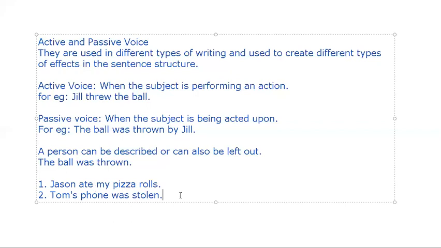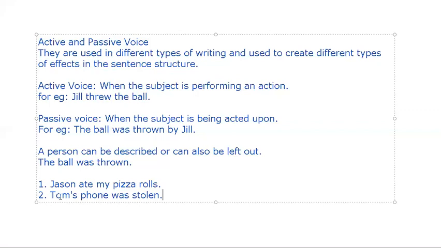Have you done it? Okay, the answer is number one, Jason ate my pizza rolls. In this sentence, the subject is Jason and he's performing an action. So when the subject is performing an action, what does that tell us? This is the active voice. So Jason ate my pizza rolls. This will be the active voice.